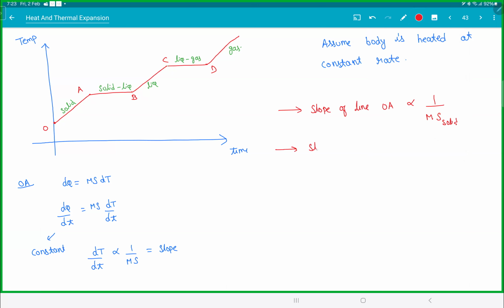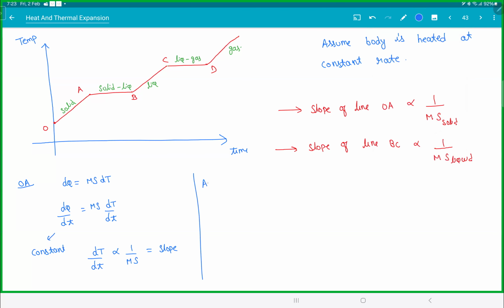Similarly, you take the slope of line BC, that will be proportional to 1 by mass into specific heat of liquid. So basically, the higher the specific heat, the lesser the slope. Obviously, right? Meaning if we have more specific heat, it is more difficult to change the temperature.